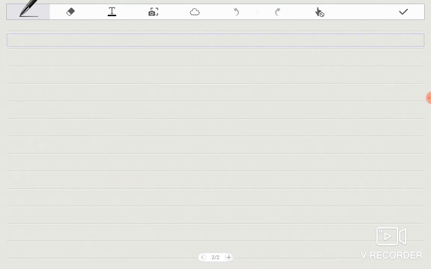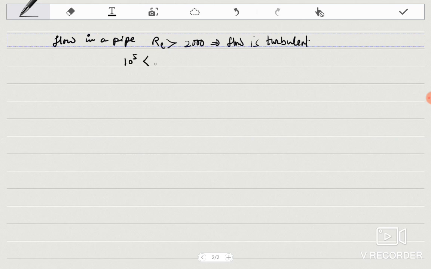then in case of flow in a pipe, if your Reynolds number is greater than 2000, then this implies that flow is turbulent. And if Re lies between 10 raised to the power 5 and 10 raised to the power 6, it refers to turbulent flow over a flat plate. Flow is turbulent in pipe. Yes, here it is written. Then flow is turbulent. It is a flow over a flat plate.